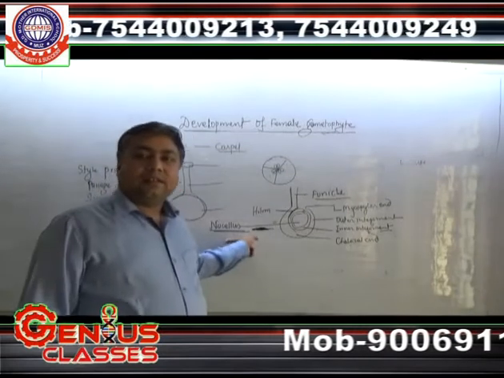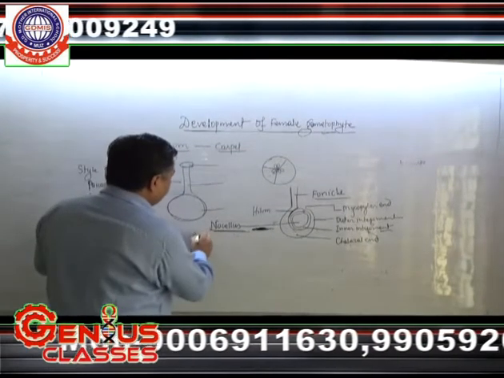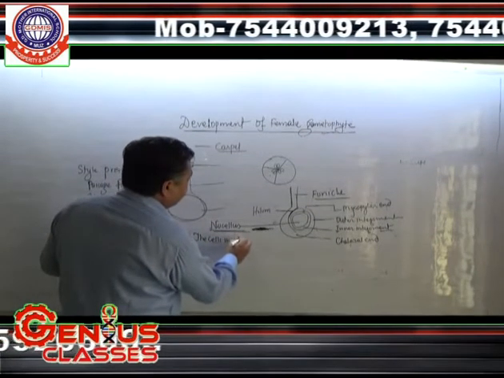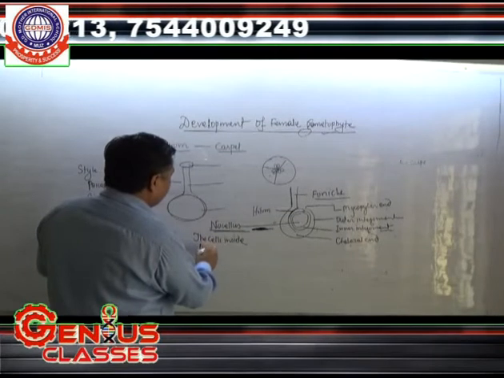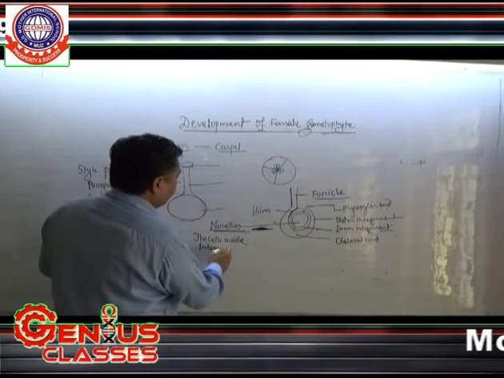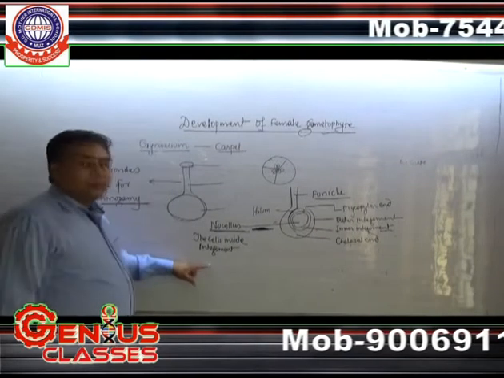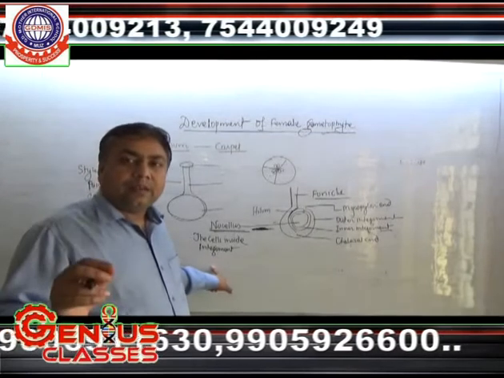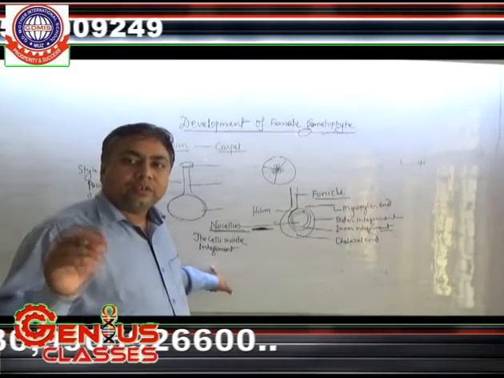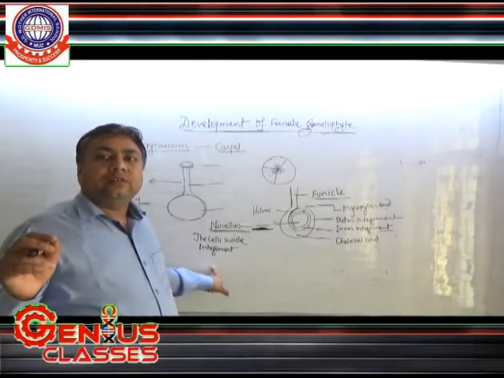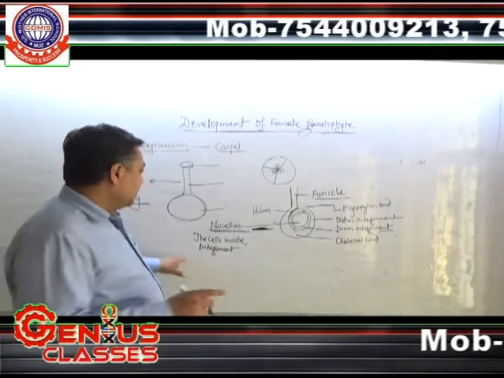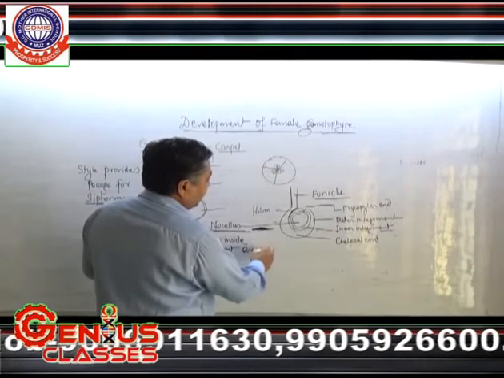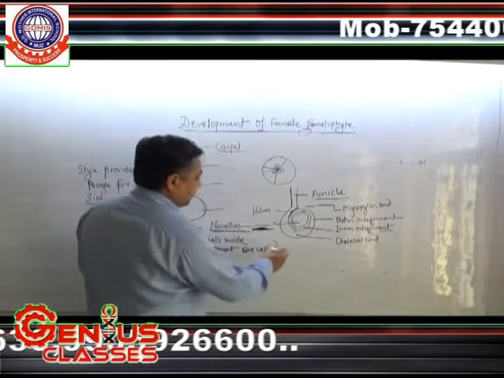The cells inside the integument, which are nutritive in nature and will provide nutrition to the developing embryo sac, are called nucellus. The cells inside the integument are called nucellus.